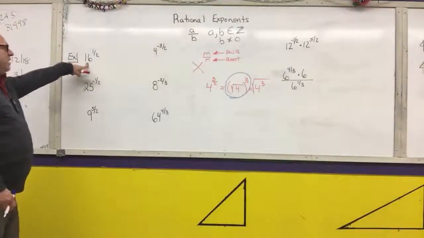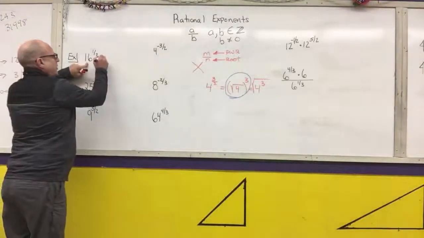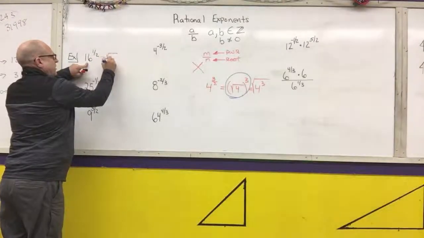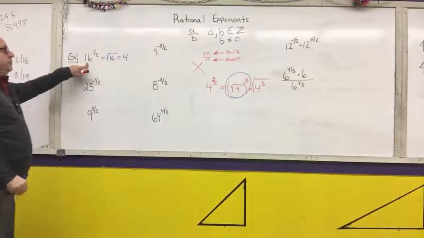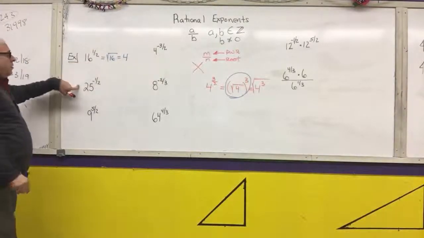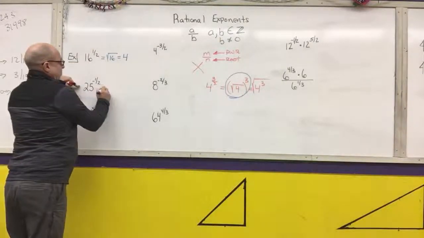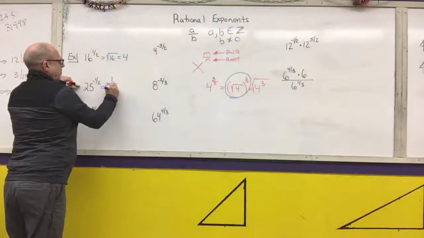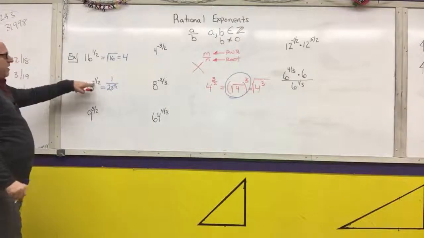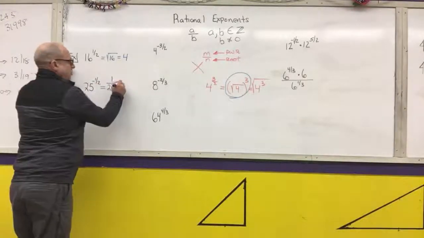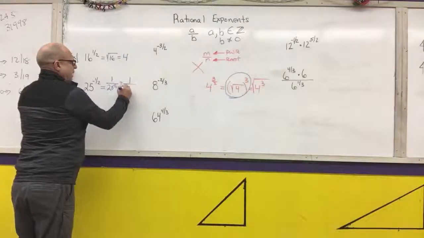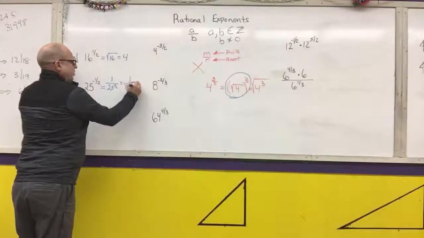Okay, 16 to the 1/2 power is the same thing as the square root of 16, which is memorized to be 4. 25 to the negative 1/2 power is 1 over 25 to the 1/2 power. Negative exponents say to flip the number over, change the sign of the exponent, which is 1 over the square root of 25, which is 1 over 5.